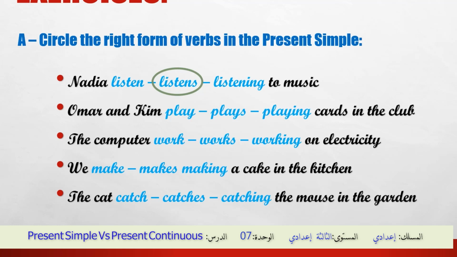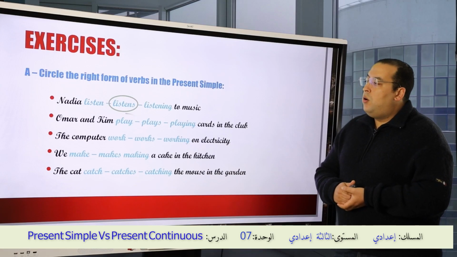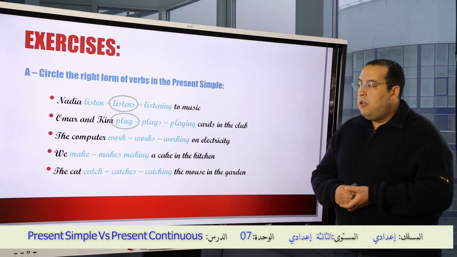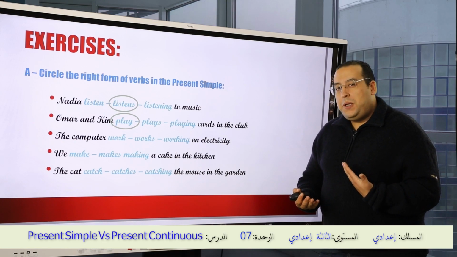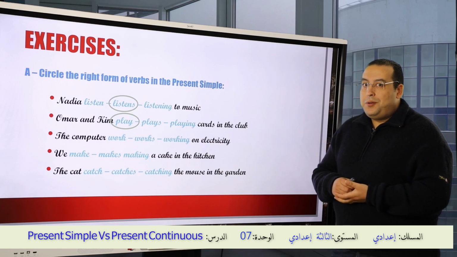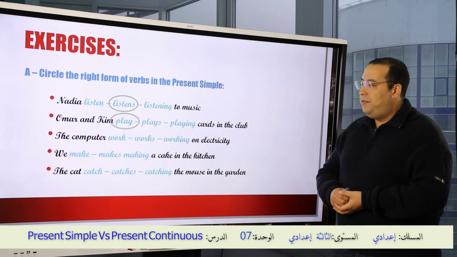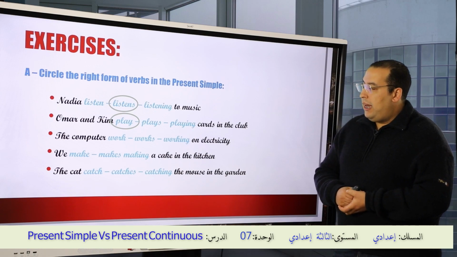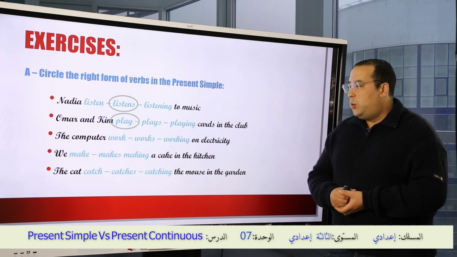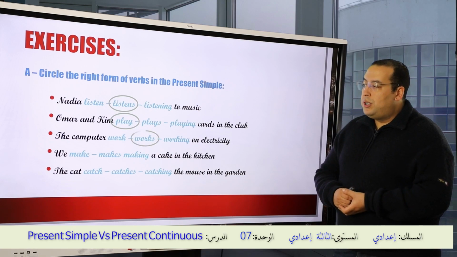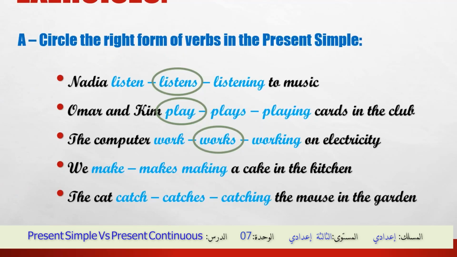Omar and Kim, cars in the club. Is it play, plays, or playing? Of course, the correct one is play because Omar and Kim makes they. So using they, we don't add s at the end of the verb. The computer on electricity, work, works, working. Again, the correct one is works. We have s at the end of the verb because the subject of the sentence is the computer. The computer is a machine, it's an object. It is referred to with it, and the verb after it takes an s.